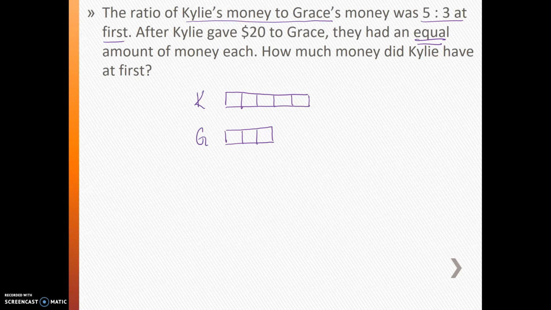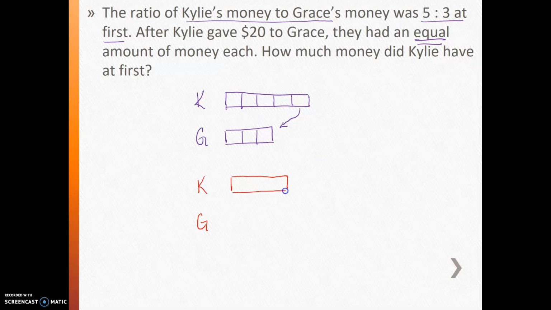But can we give some number of units from Kylie's bar model to Grace's that will make them have an even number? Right now, Kylie has 5, and Grace has 3. And I bet you can see that if we take one of these units right here and put them down here, they're each going to have 4, right? So let's do that. Let's take from Kylie's bar model. So now she'll have 4.